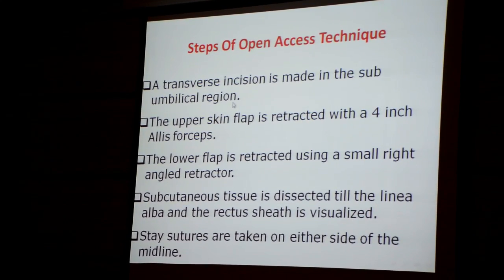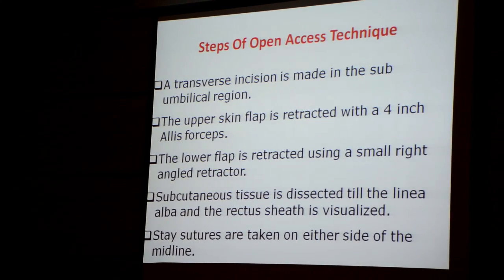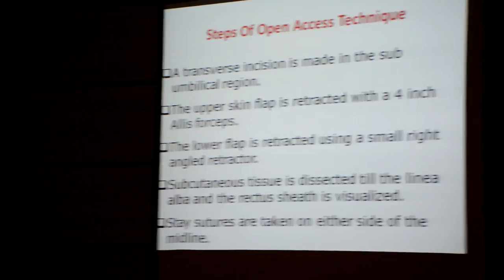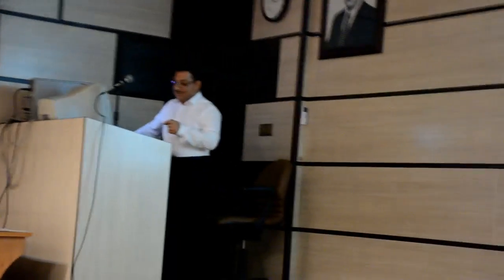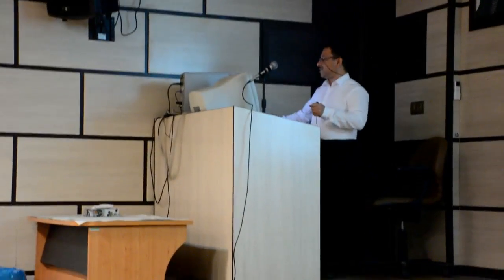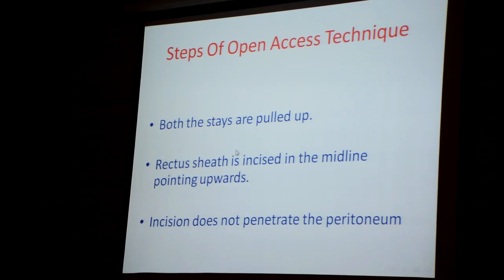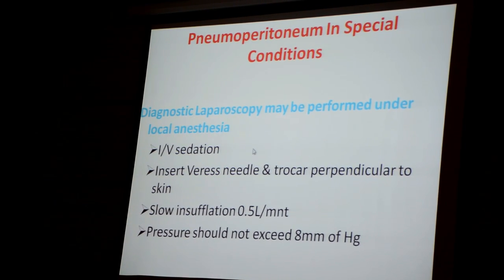I think all of you know how to enter by the open technique: opening the skin, dissecting the fatty tissue, grasping the sheath either with a clamp or with a suture, bringing the sheath upward and incising it, and then entering the trocar safely after you see the intra-abdominal viscera by direct vision. It is the safest method. These are pictures of the practical steps of the open access technique. There are no other important things.